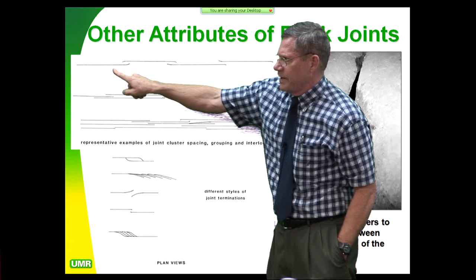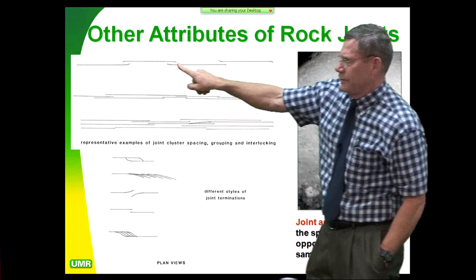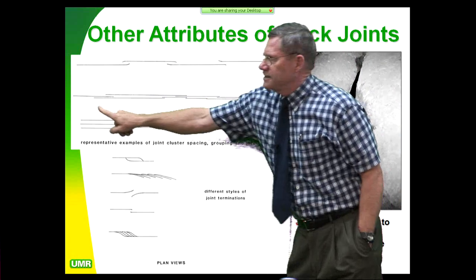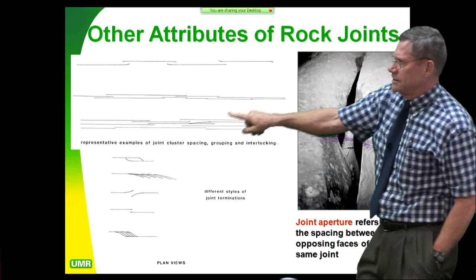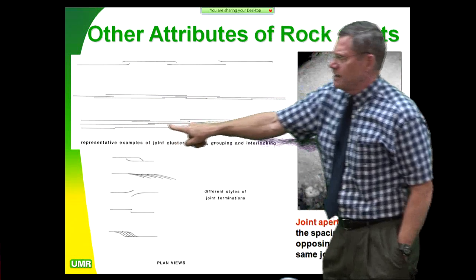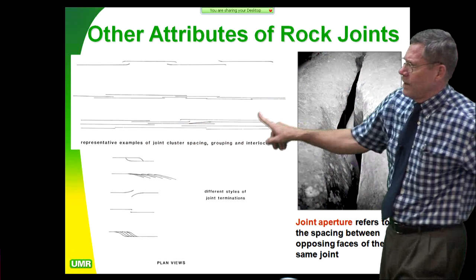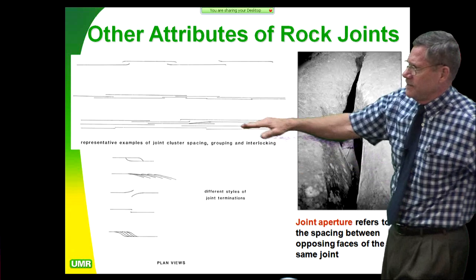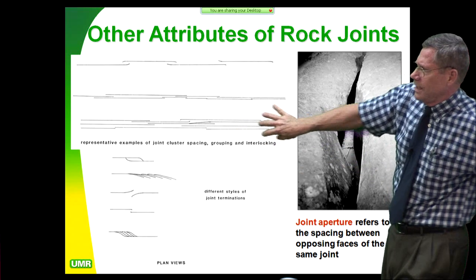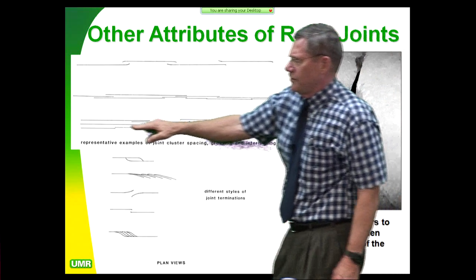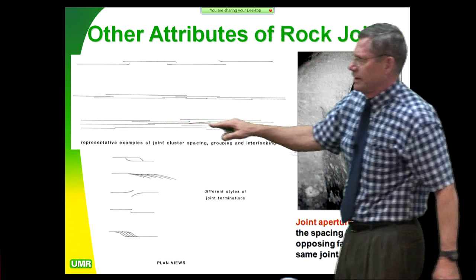Now, when you get something like this, fluid's not going to be able to get through here as easily as it's going to be able to get through a cluster. So the joint clusters end up controlling where the fluid goes. So generally, when you get a rock slide or a landslide, there's going to be some cluster feeding into it out here because you have more through-going transmissibility.